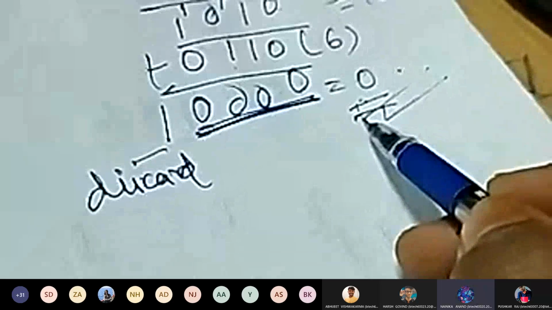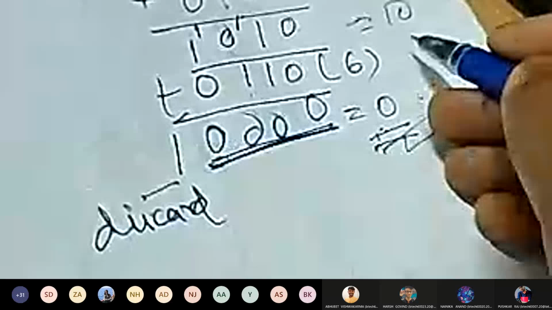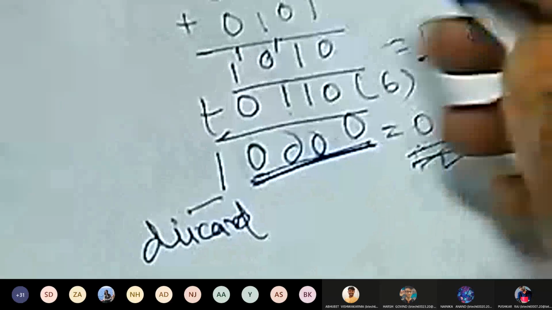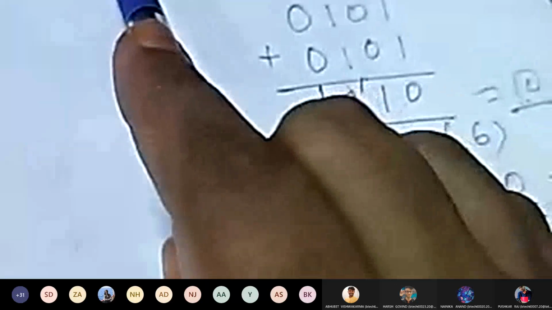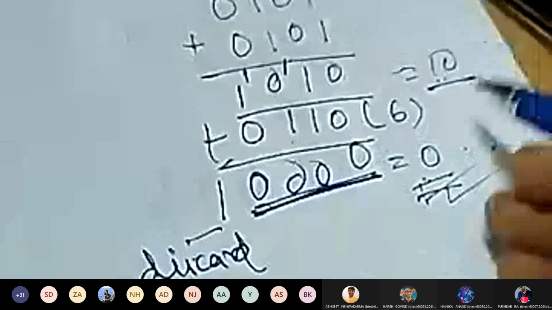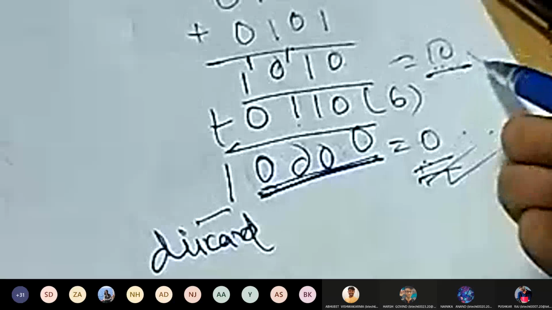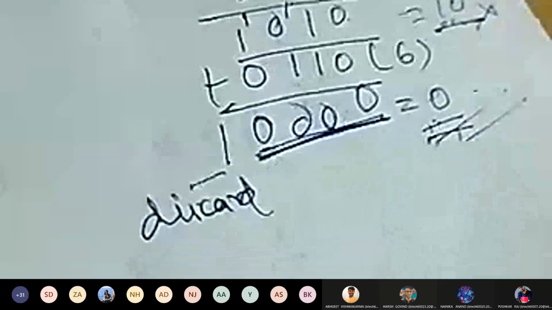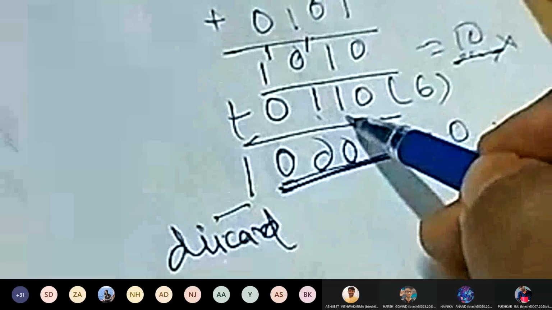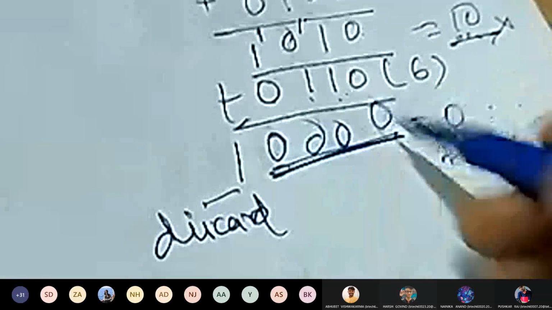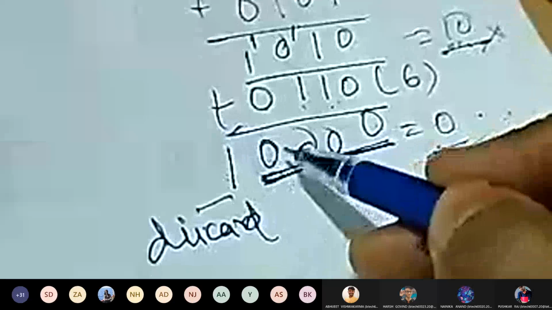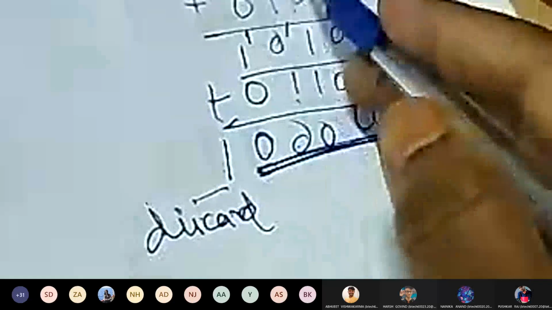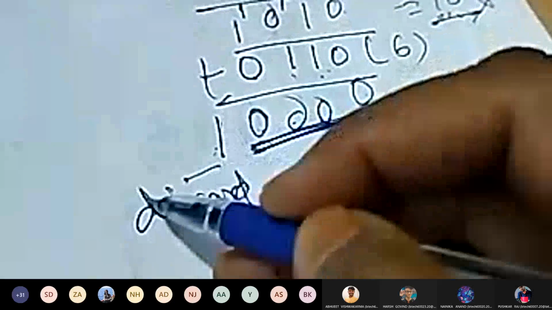Understood? Yes, ma'am. Okay. At first it was decimal value 10. So we won't take it as BCD, because BCD is taken from 0 to 9, but after adding we are getting 10. So to make this 10 a BCD, we will add 6 to that. If we add 6, you get the value 10000. So we will consider these 4 bits, because it is a 4 bit addition, and this 1 we will discard.